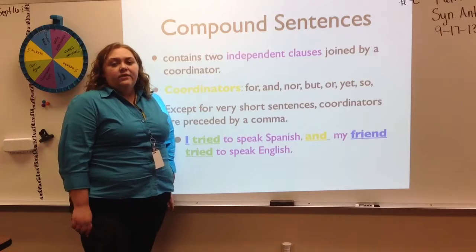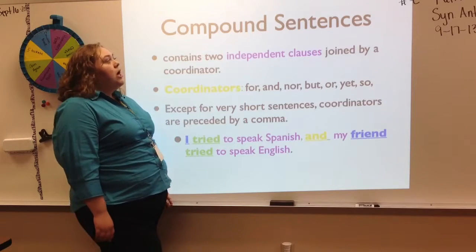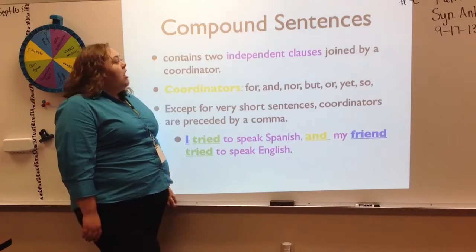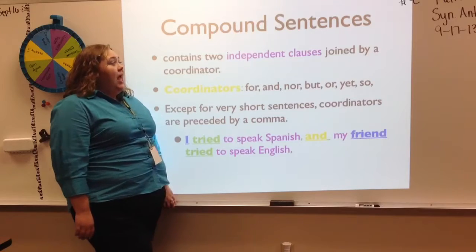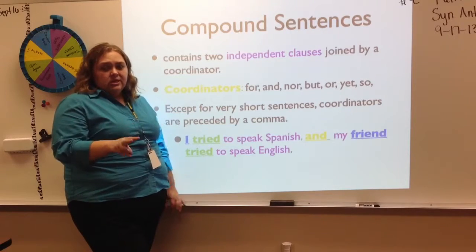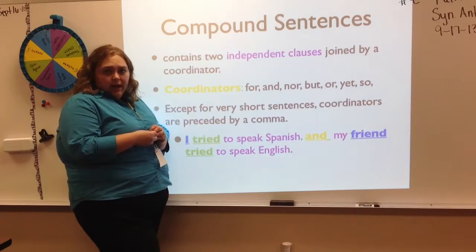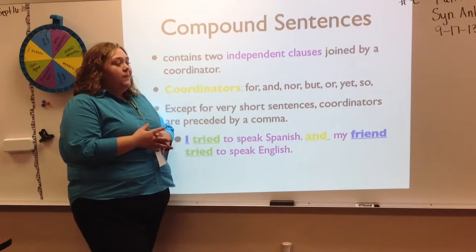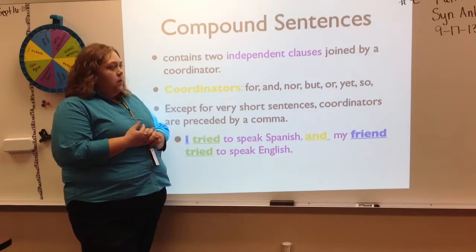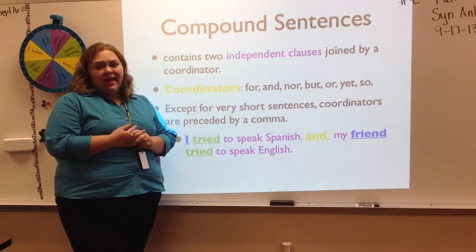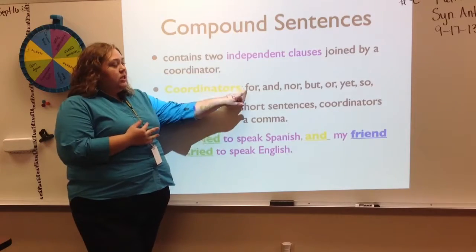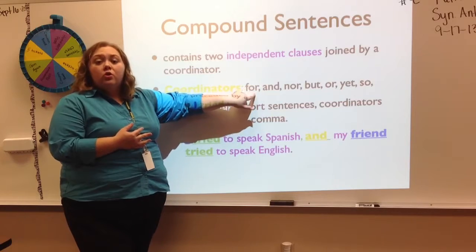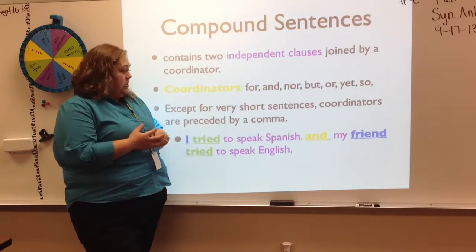The second kind of sentence that we're going to talk about this week are compound sentences. Now, a compound sentence is 2 independent sentences conjoined by a coordinator. Coordinators are words like for, and, nor, but, or, yet, and so. So when you see these words, that's a huge clue that this is going to be a compound sentence.